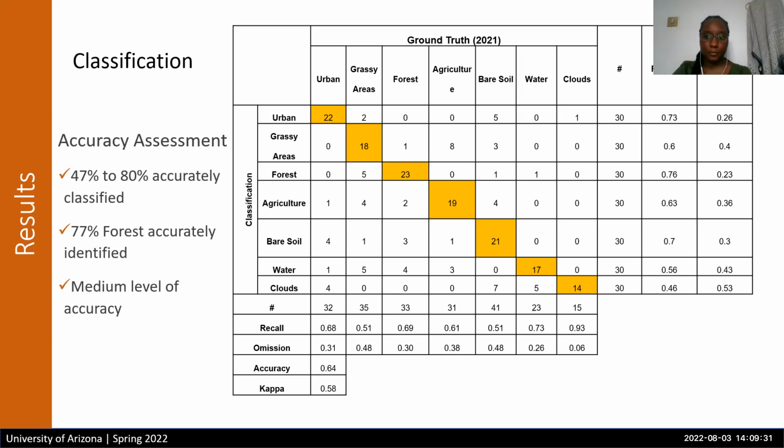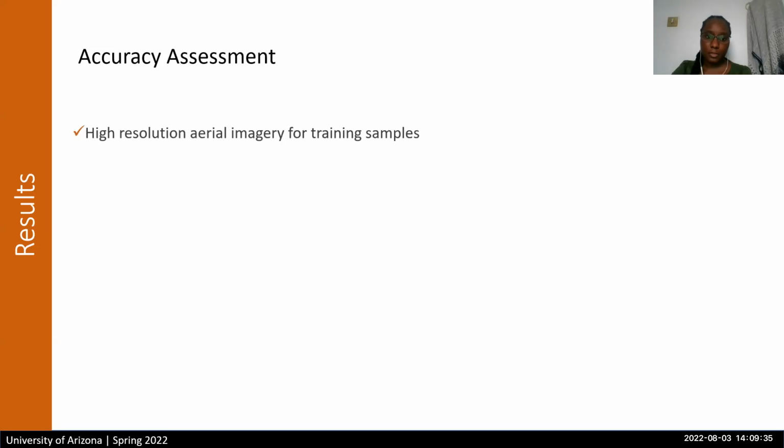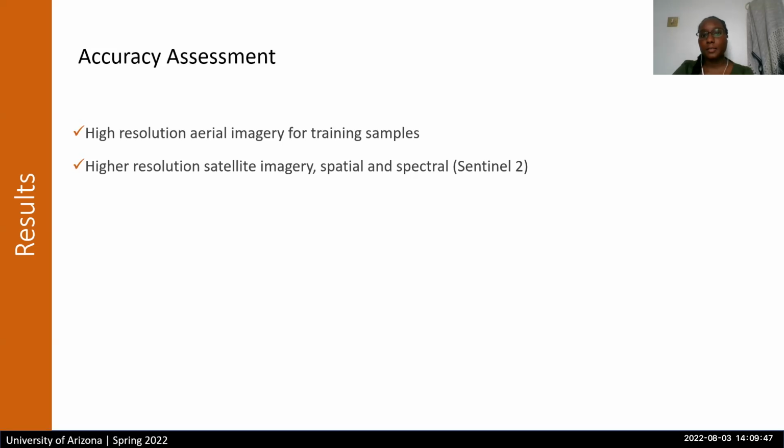Some of the reasons why we would have gotten the results we did: the resolution of the imagery used for the training samples was quite low, so that would have impacted the accuracy. Also, I'm using Landsat 8. The use of Sentinel-2 or satellite imagery with a higher spatial and spectral resolution would require a higher level of accuracy.